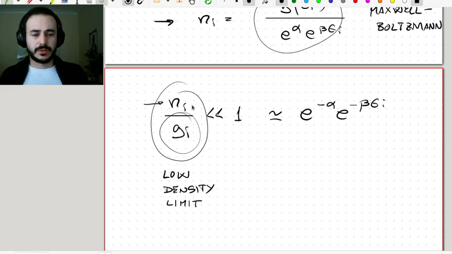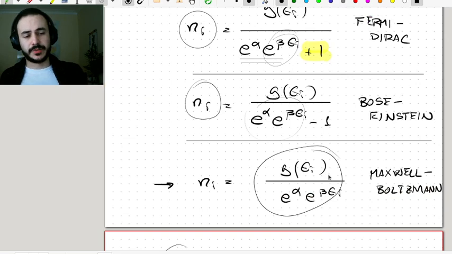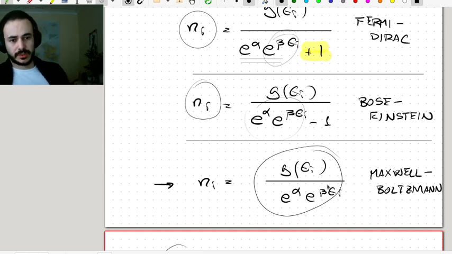So the low density limit is interpreted as some sort of classical limit of either the Bose-Einstein or the Fermi-Dirac distributions. When you have very high density, you are deeply in the quantum regime, and when you have low density, you are in the classical case. So that's just the only thing to consider.